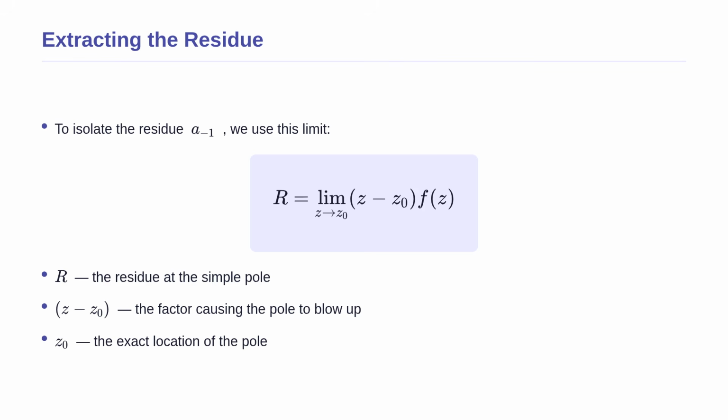In this formula, r is the residue we are solving for, and the z minus z0 term is the exact factor causing the blow-up. If the pole location z0 changes, we simply adjust the limit and the multiplying factor accordingly. This is a massive shortcut for our calculations.